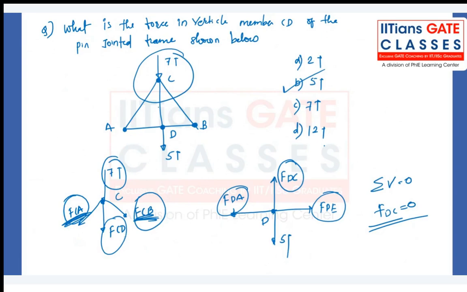But there is no way here to calculate FCA and FCB. That is the reason we are considering joint D. In joint D, we can clearly see we have only one force in the vertical direction, that is 5 ton, and the balancing force in the member CD has to be equal to 5 ton. Okay, then only it will be in equilibrium. So that's why 5 ton is the correct answer in this case.